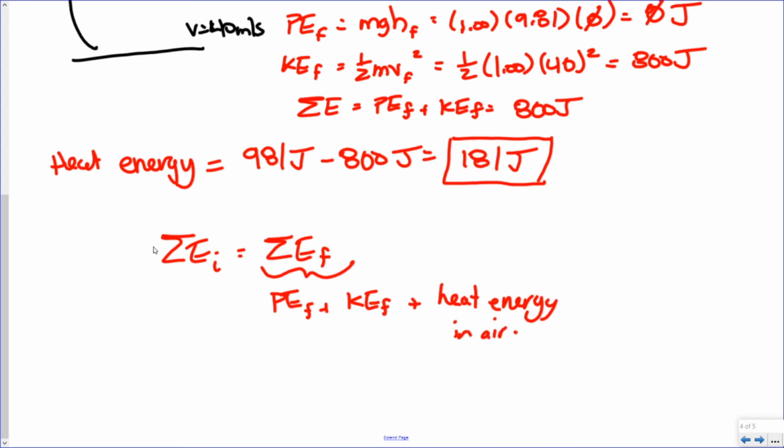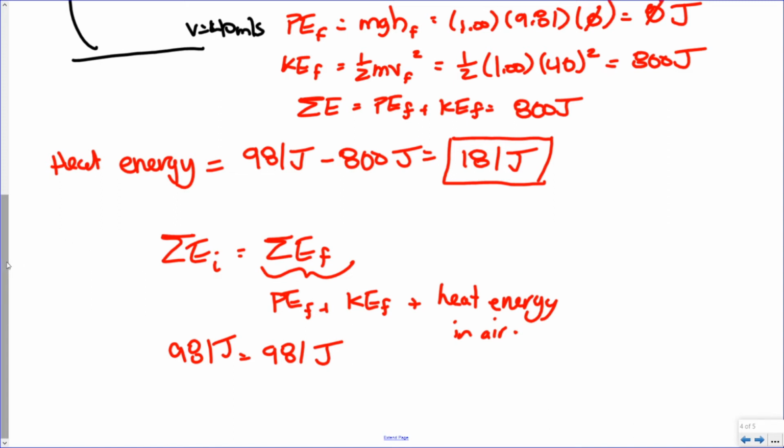So in that case, my 981 over here still equals my 981 over here. We haven't just gotten rid of energy, we've just converted it from one form to another. In the first place, it was all potential energy. There was no kinetic energy.